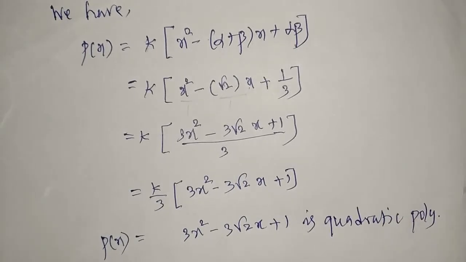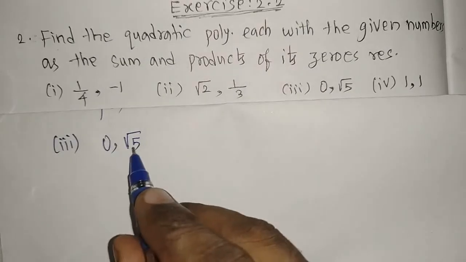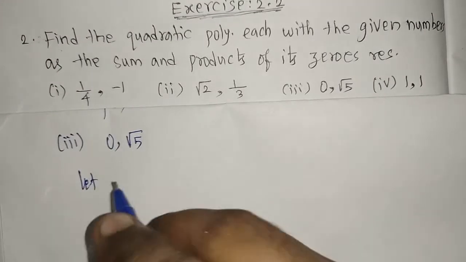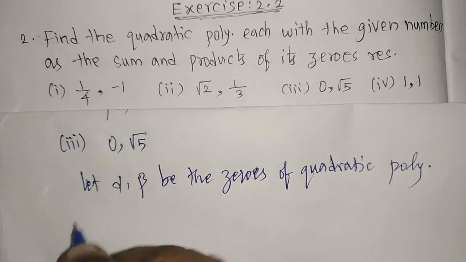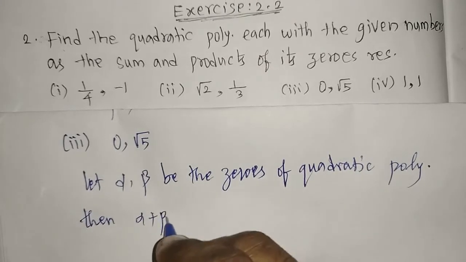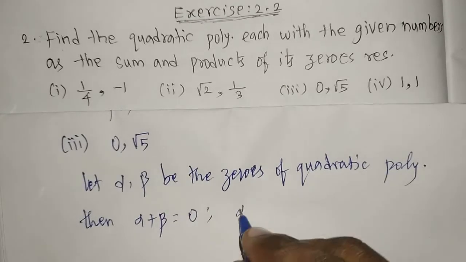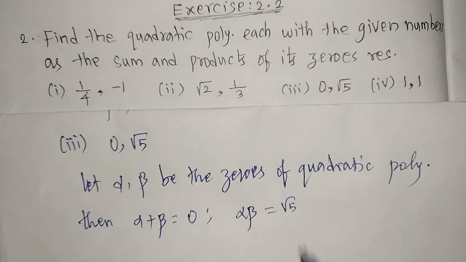That's it. Okay, now we'll go for the third. The third one, 0 comma root 5. 0 is the sum of roots and root 5 is the product of roots, so I'm going to take alpha and beta as the zeros of the quadratic polynomial. Then alpha plus beta is equal to 0, and the product of zeros, as given, is root 5.